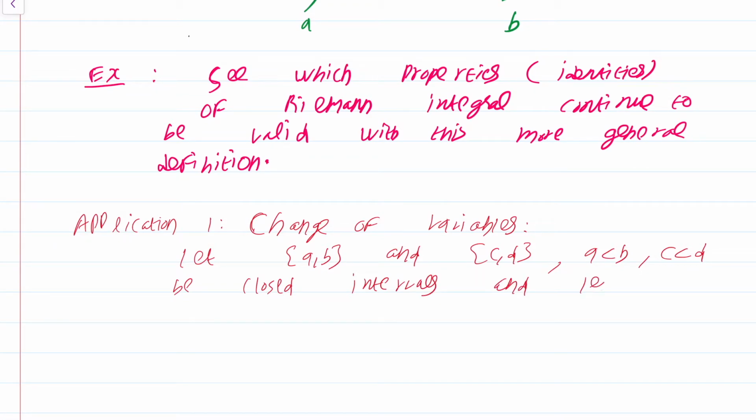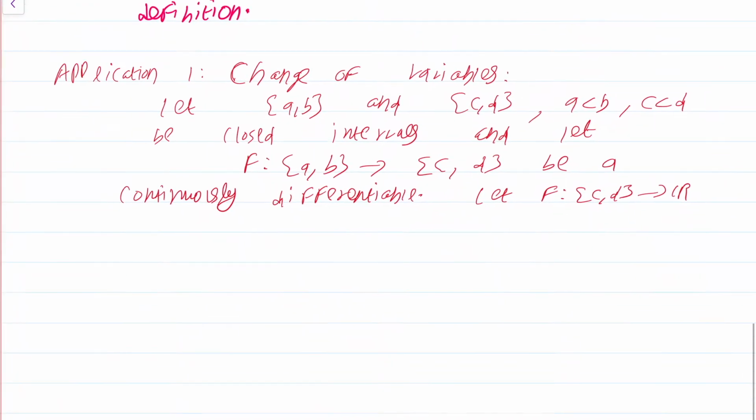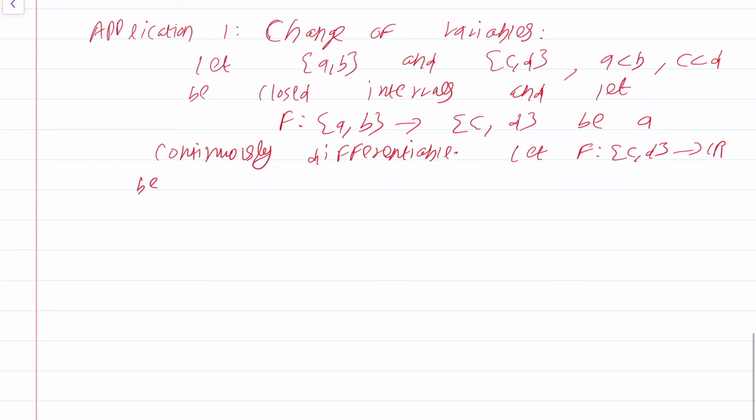and let f from [a, b] to [c, d] be a continuously differentiable function. Recall, this just means that the function is differentiable and the derivative f prime is continuous. Let g from [c, d] to R be continuous. Not f, g. We have already used the letter f.